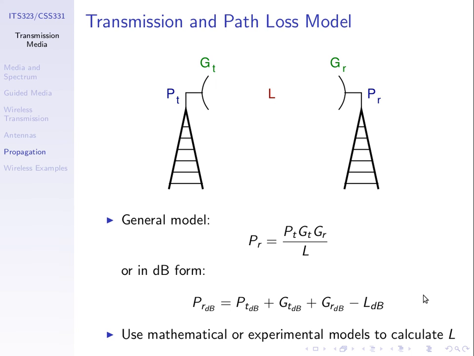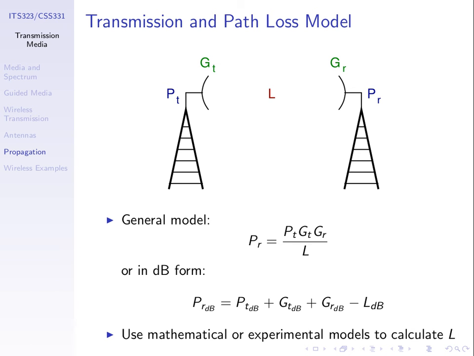We'll go through another example in a moment. These values, the gains, are in absolute values, not dB. Don't use the dB value here for the antenna gain, for example. But we can easily convert to dB. Remember dB, logarithm in base 10, multiplied by 10.